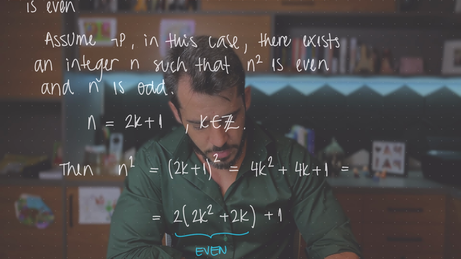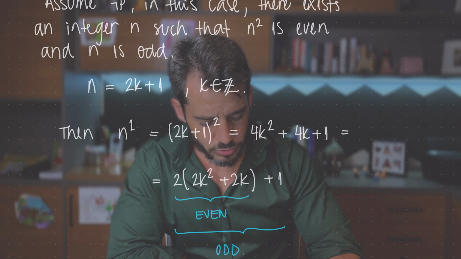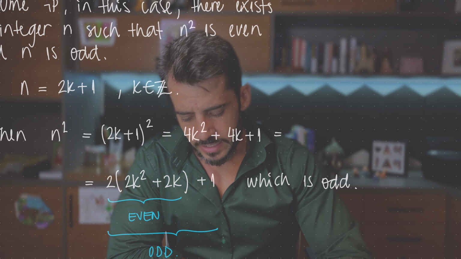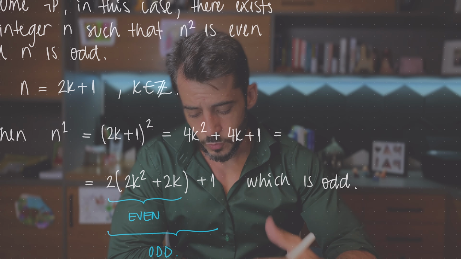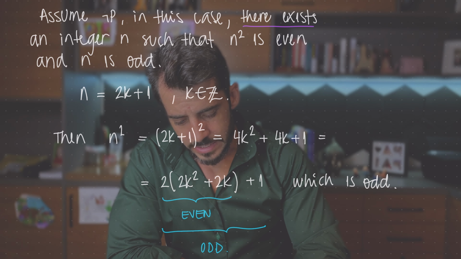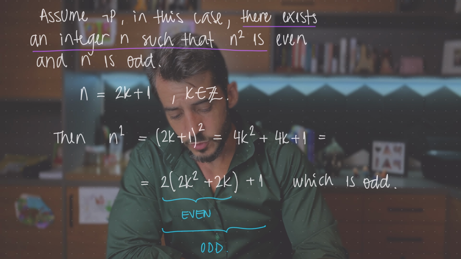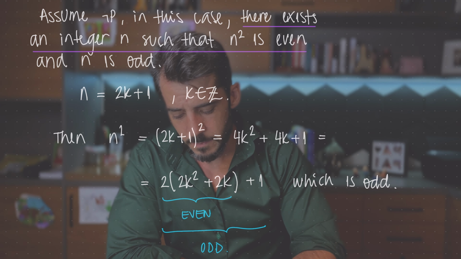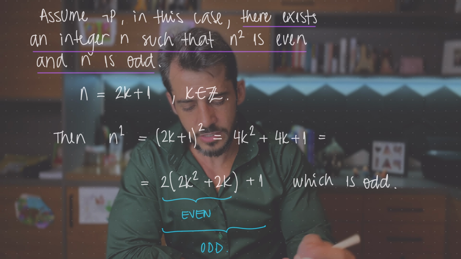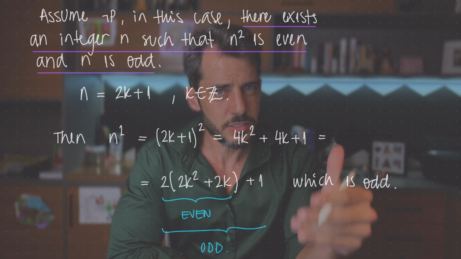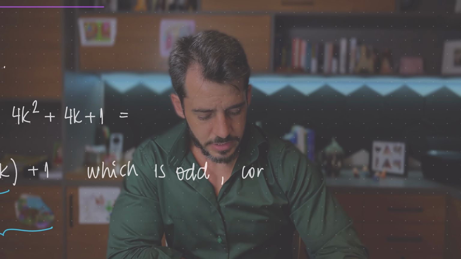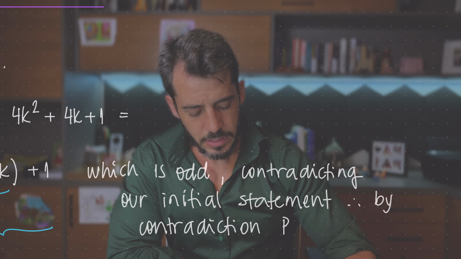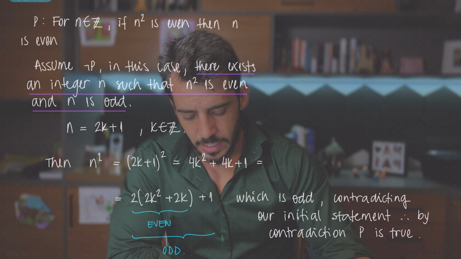When we take an even number and we add 1 to it, we produce an odd integer. So this n squared is odd. And this is why we got to a contradiction. We did assume that there would exist an integer n such that n squared is even. Not the case here. We just found out that n squared is odd, actually, and n is odd. So the contradiction lies in the fact that n squared is actually not even. It is odd, contradicting our initial statement. Therefore, by contradiction, the proposition P is true. And this is all there is to it.